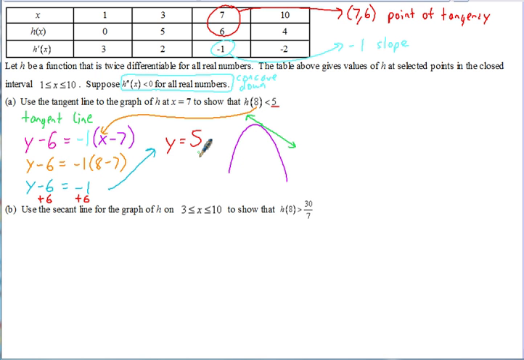Now this would be our approximation for h of 8 would be 5, but this is showing that the actual value of h of 8 would have to be less than 5, which is true because the tangent line overestimates it. So that's showing the work there, and we can just say h of 8 is less than 5, since h double prime of x is less than 0.